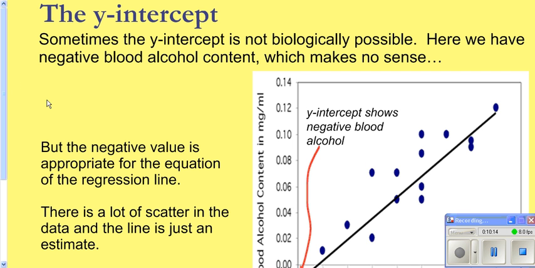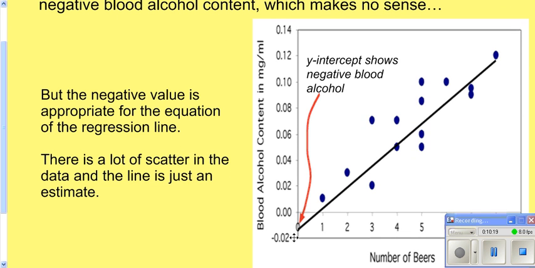Now the Y-intercept, as we are looking at the Y-intercept where it crosses your Y-axis here, it would be a negative, and we know we can't have a negative blood alcohol level. It makes no sense in reality. However, in the context of your equation for the line that best fits your data, it is acceptable and appropriate to use a negative Y-intercept.